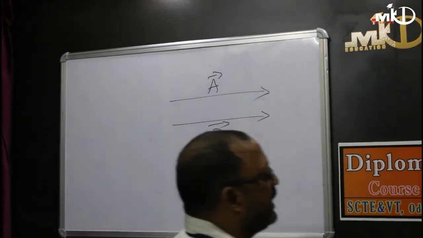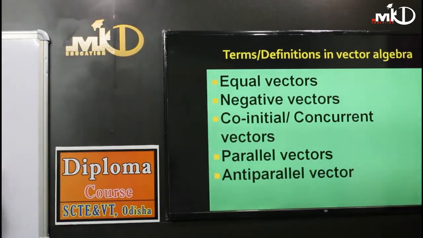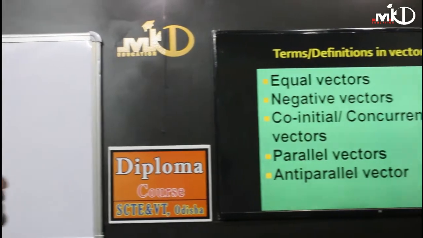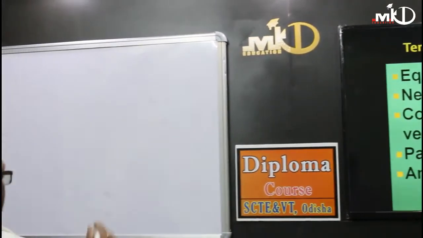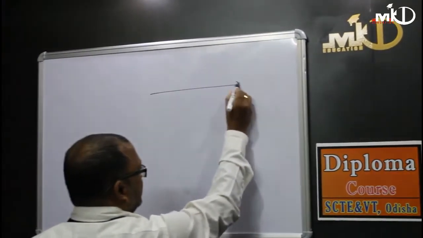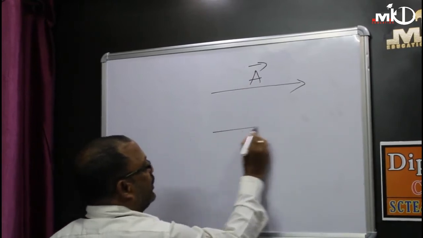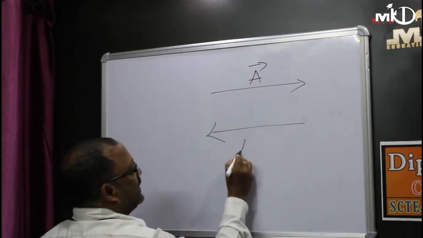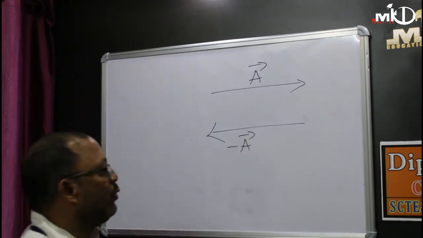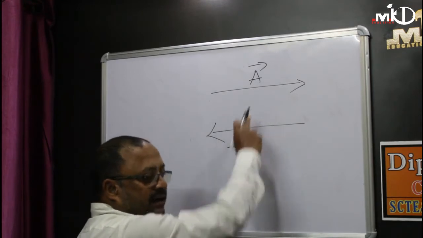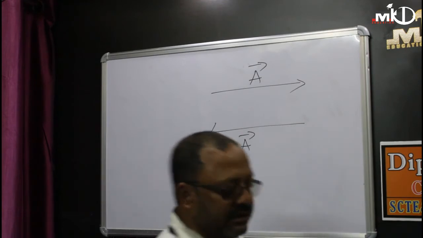Next is negative vector. Two vectors are said to be negative to one another if they have opposite direction. Suppose vector A is in this direction. The negative vector of A must be in this direction, that is minus A vector, which is opposite to the original vector. Suppose this is plus A vector, so the opposite direction indicates the negative vector. That is called negative vector.